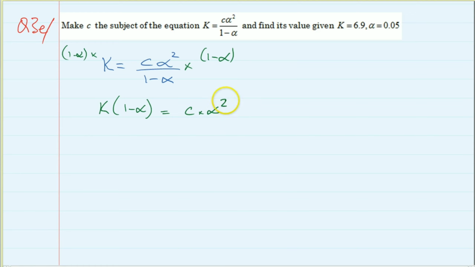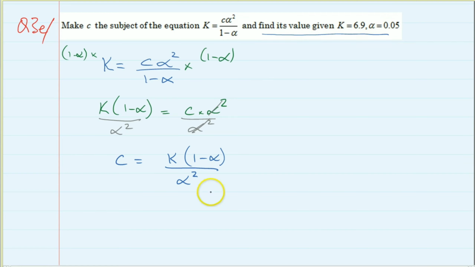And now if I can just divide both sides here by alpha squared, these cancel out and I'm left with C equals, and I'll just change the side of the equation here. So I'm left with C equals K times 1 minus alpha over alpha squared. Now you might be tempted to finish working on the equation at this point in time, but we're also asked to find its value. So now I need to find its value.